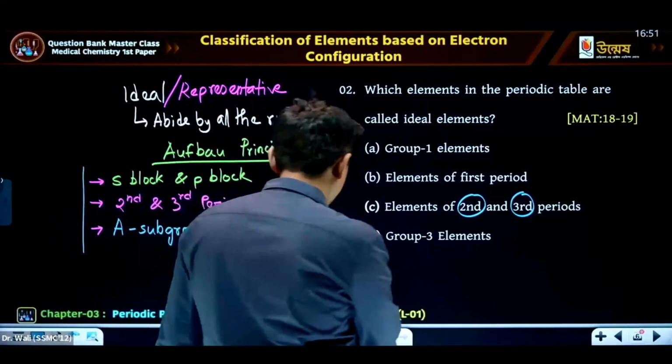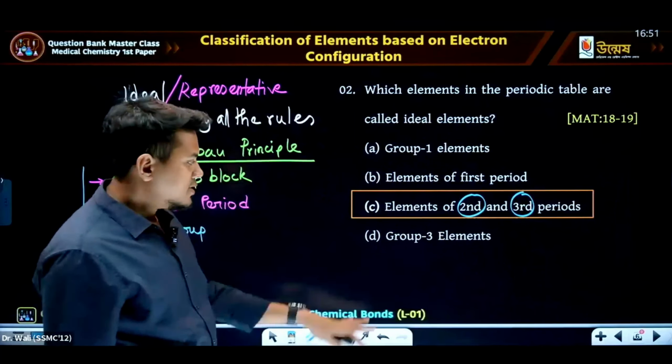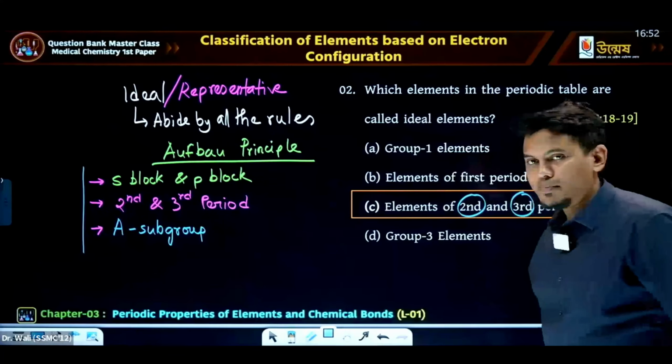For this reason, we can state that here the best answer will be option C. Option D is nowhere near the answer because group 3 elements are within the D block, and D block elements are not ideal or representative elements. So the final conclusion is that the answer will be C.